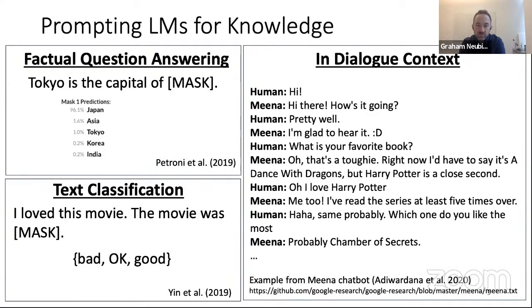This is an example from the Google Meena chatbot, where a human says, "Hi." Meena says, "Hi there, how's it going?" But then we go down to the human asking, "What is your favorite book?" And the chatbot says, "Oh, that's a toughie. Right now I'd have to say it's A Dance with Dragons, but Harry Potter is a close second." "Oh, I love Harry Potter," the human says. The chatbot says, "Me too. I've read the series at least 5 times over." Human says, "Haha, same probably. Which one do you like the most?" The chatbot says, "Probably Chamber of Secrets."